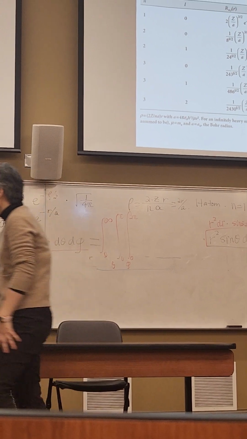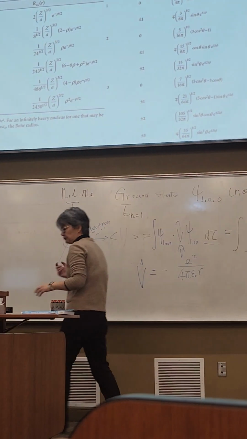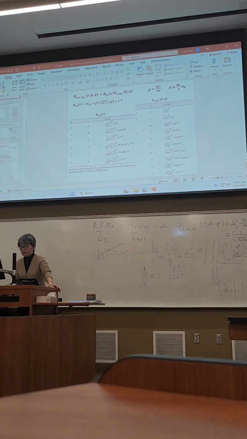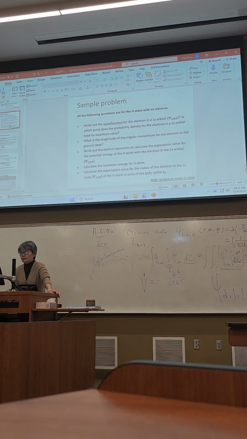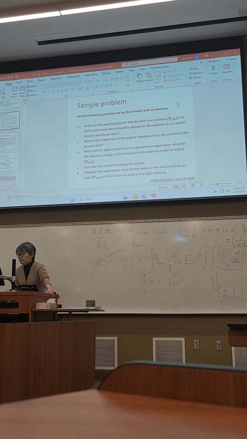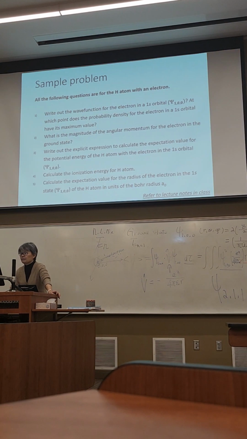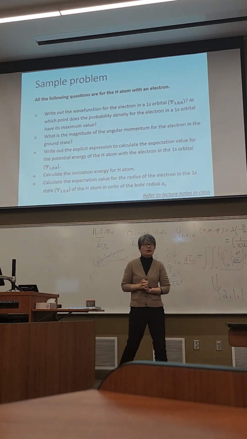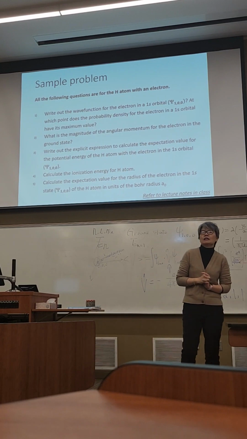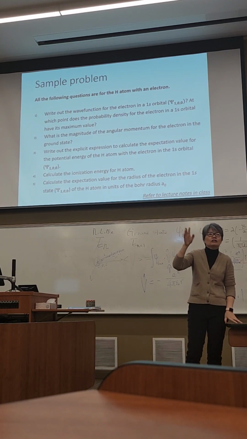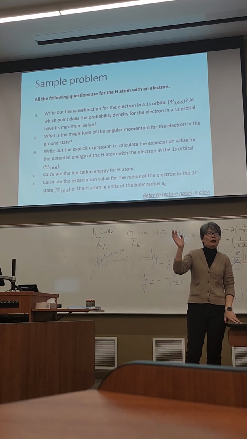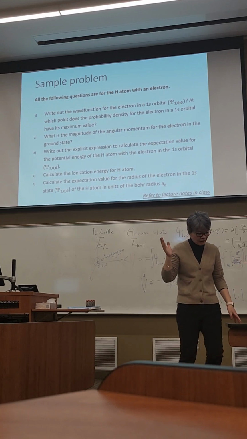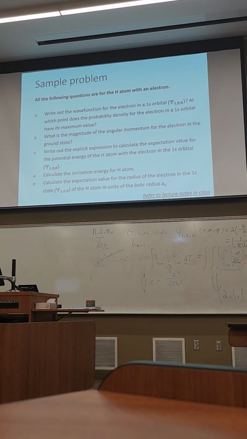So if not, now let's briefly go through those questions. All right. How about number 2? What is the magnitude of the angular momentum for the electron in the ground state? You know, the electron is orbiting around the nucleus, so it has orbital motion, right? So how do you calculate the angular momentum value?